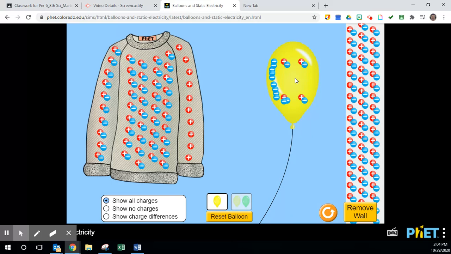Now let's take a look at the sweater. When we picked up those electrons, what were we left with? We have more plus signs than negative signs, so the sweater is positively charged.